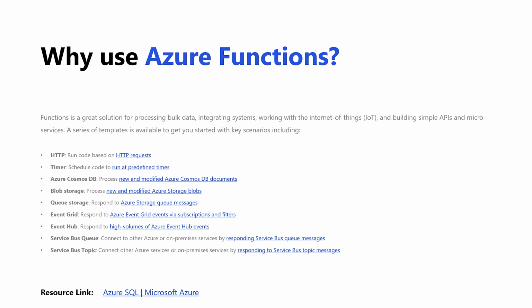So we've already talked about HTTP requests. We've talked about timer request, Azure Cosmos database. So these process new and modified Azure Cosmos database documents. Blob storage, we've talked about that a little bit. Queue storage, so this responds to Azure storage queue messages. So things like you could pull tweets and then put them in a queue and all sorts of different stuff. Event grid, event hub, service bus queue, service bus topic. So there's lots of different templates out there.